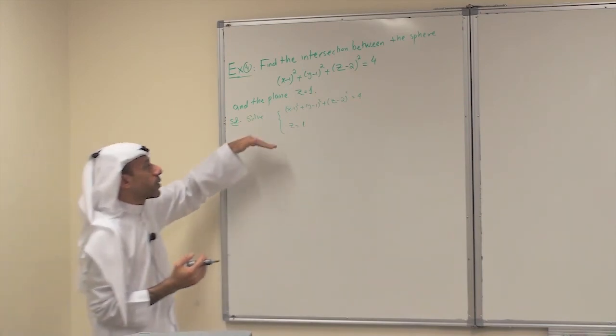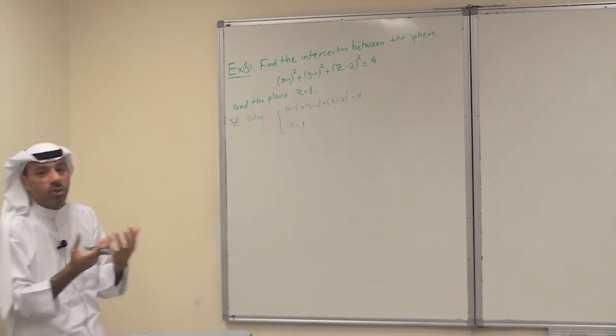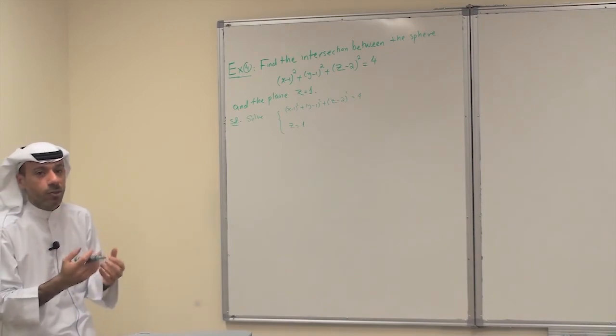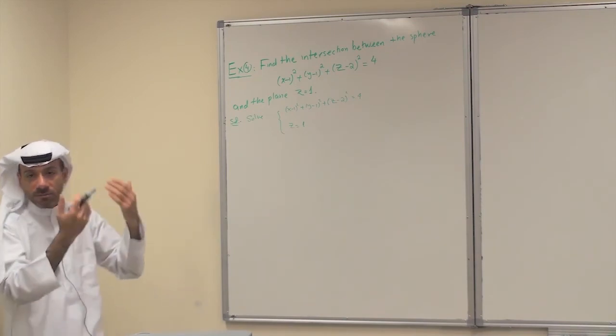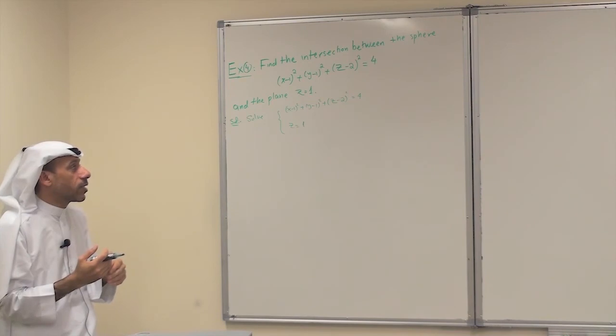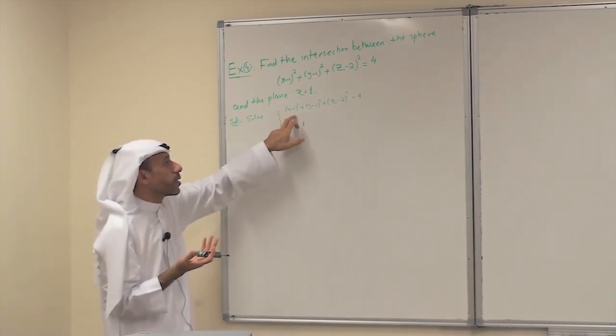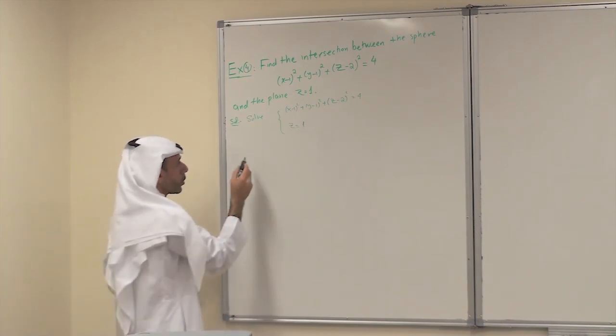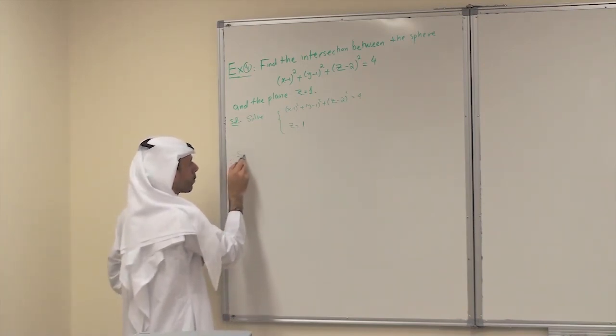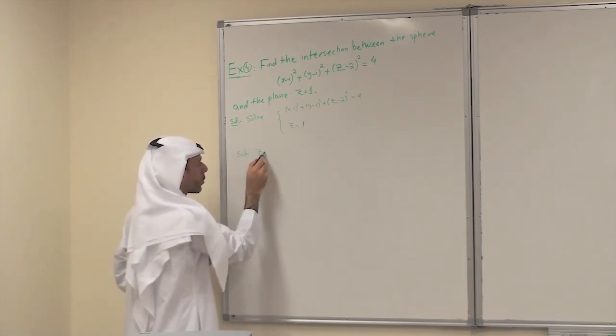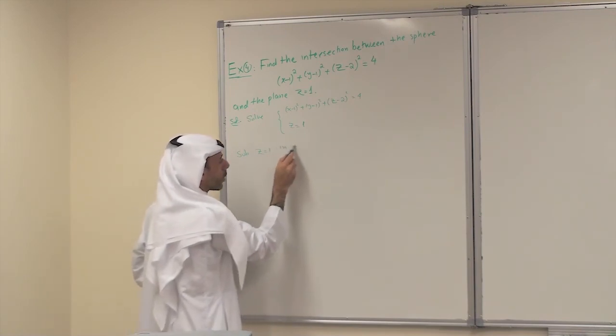Well, how to solve a system of two equations? Just use what we know from elementary math, which is usually to substitute one equation in the other. Here the second equation is very simple, so I can substitute it in the first equation. Substitute z equals 1 in the first equation.